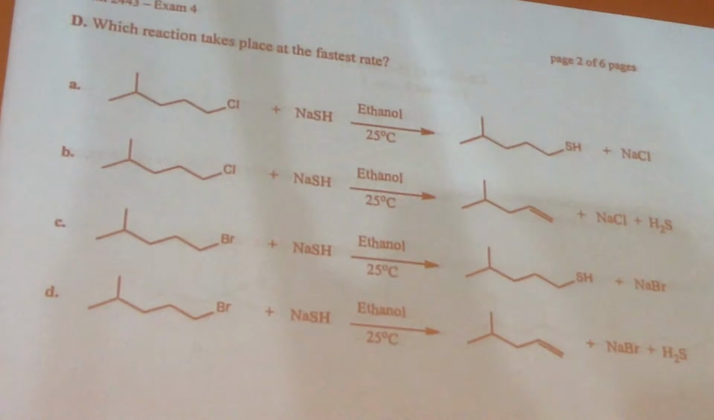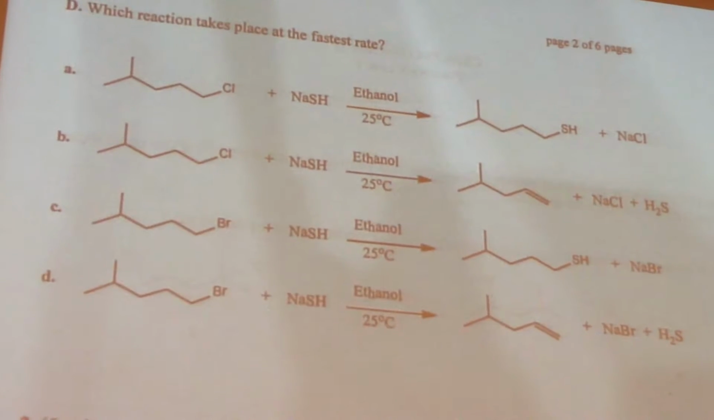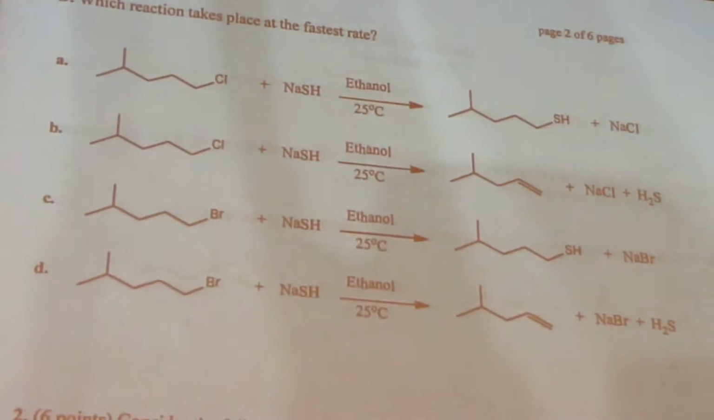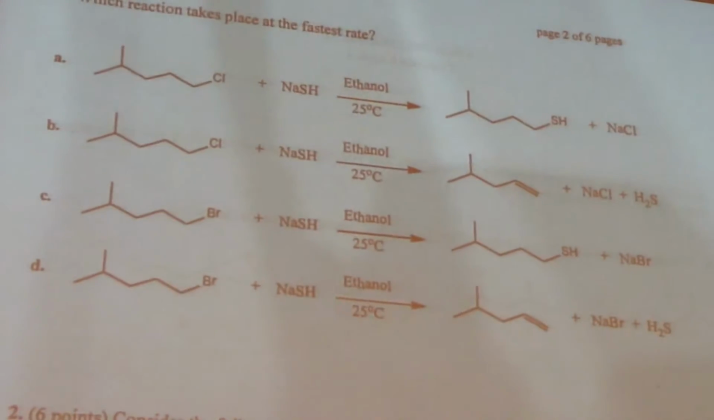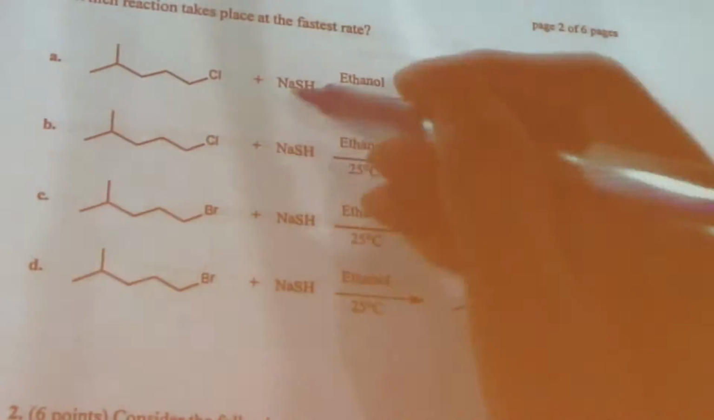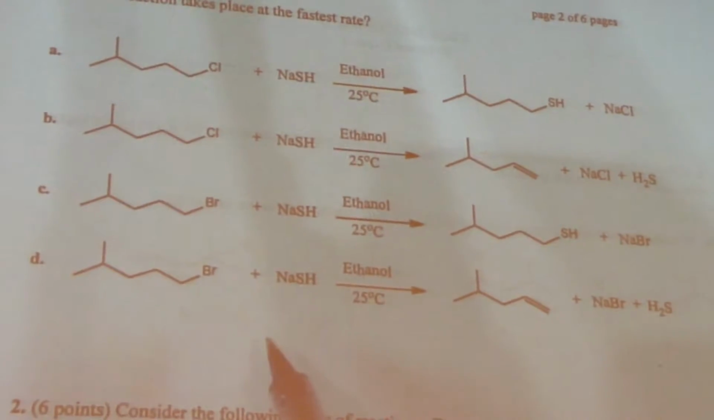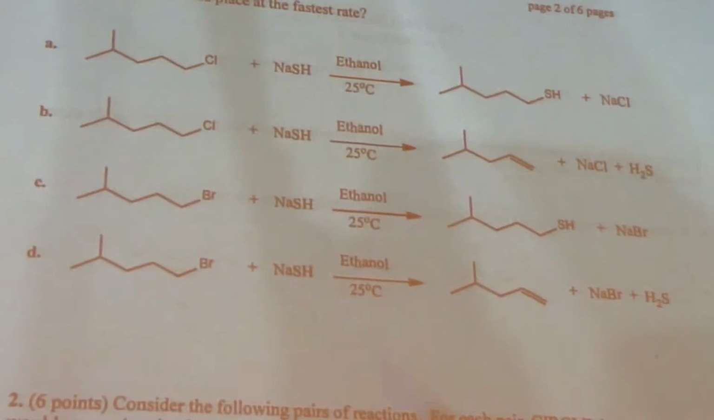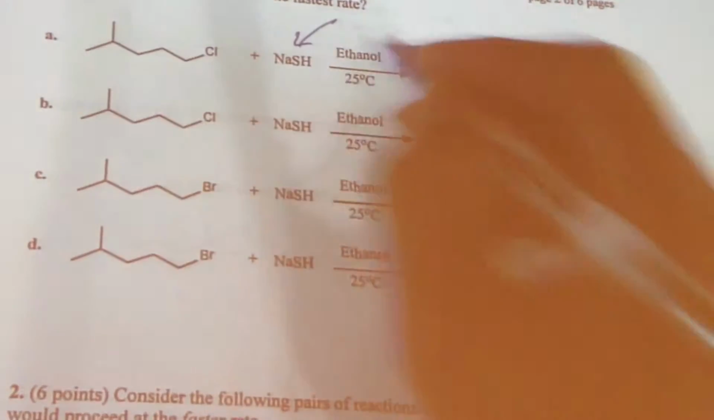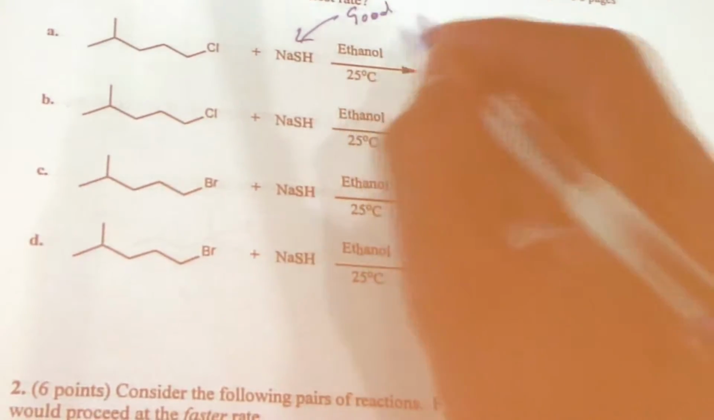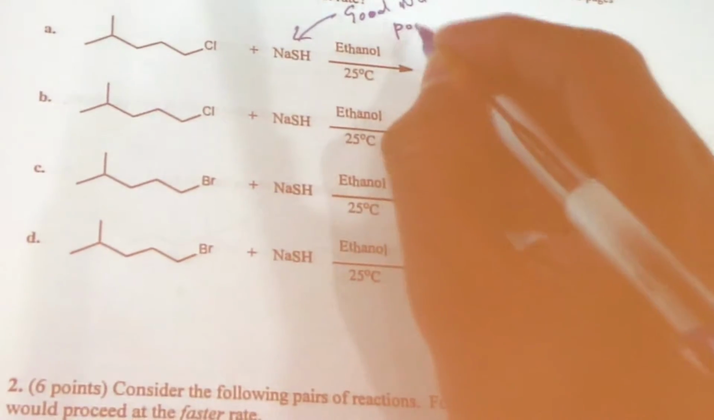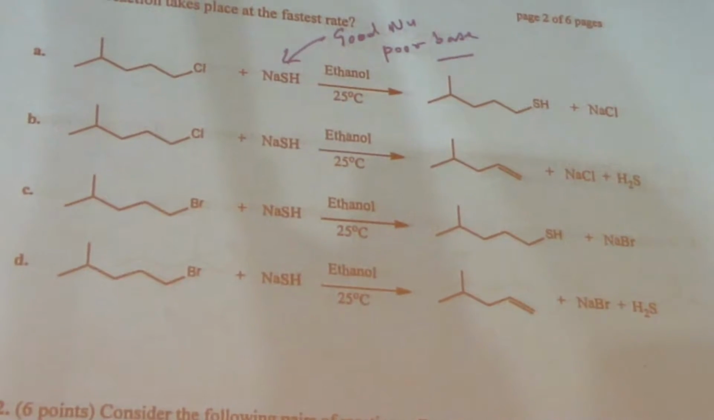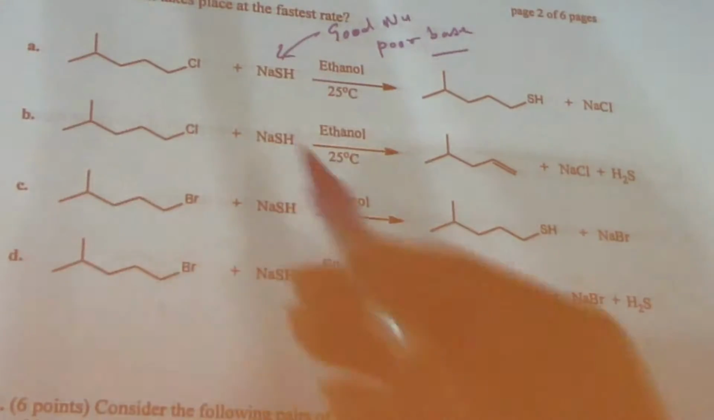Okay, question D asks which reaction takes place at the fastest rate. And again, we need to examine the substrate, the nucleophile, as well as the solvent. Now, all the solvents essentially are the same here. Temperature is the same, and the nucleophile is the same. Right? So now we look at the leaving group ability and look also at the product in this case. Because SH minus is a good nucleophile and a poor base, it is more likely to undergo nucleophilic substitution, and typically an SN2 reaction.